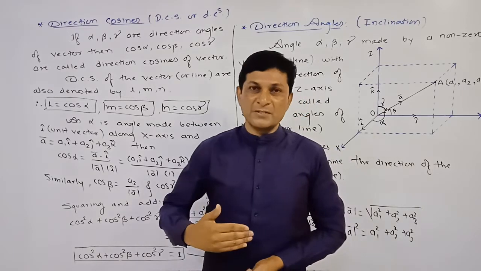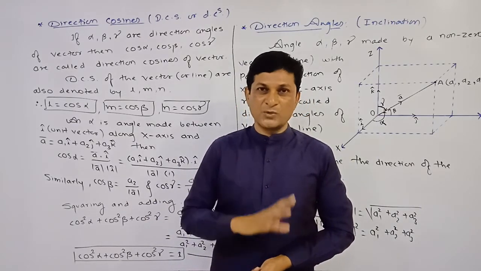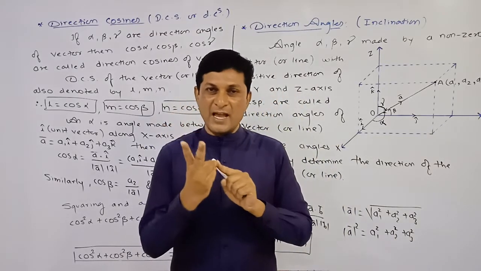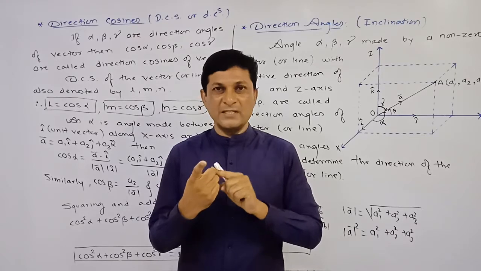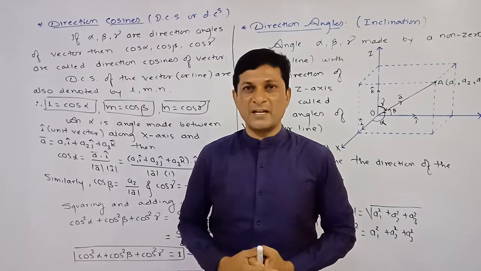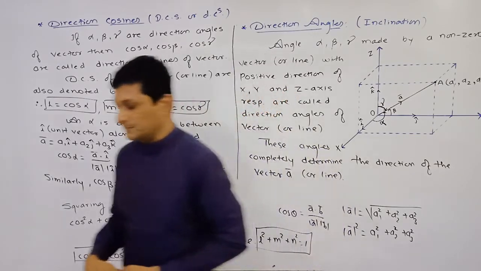And now we are discussing the third very important definition, that is direction ratios of a line. How many important definitions are there? Three: direction angles, direction cosines, and direction ratios. So now let us discuss the meaning of direction ratios of a vector or direction ratios of a line.